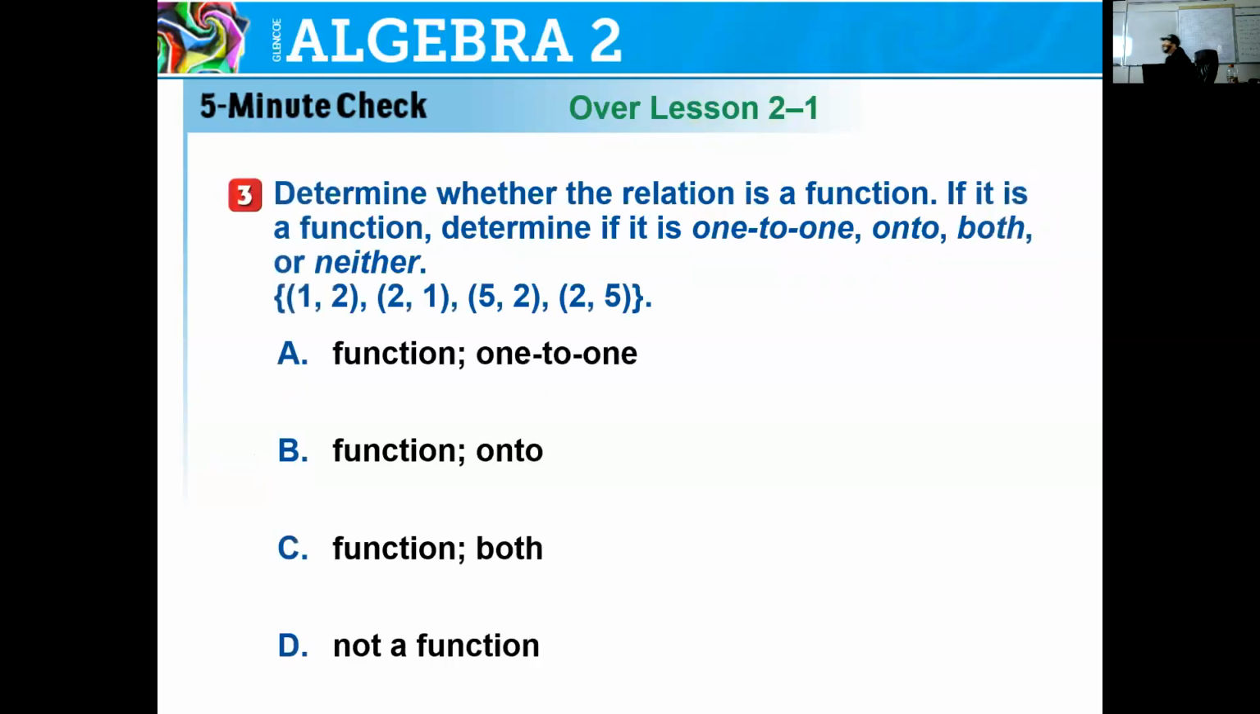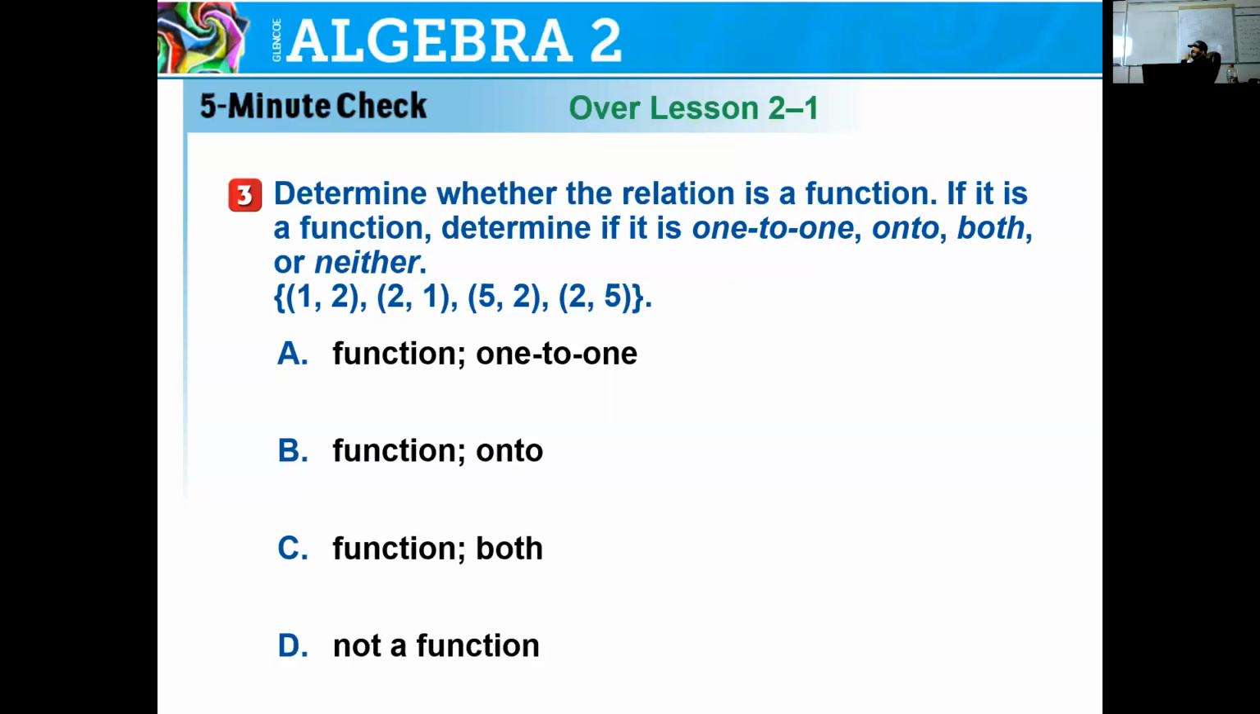Okay, here they give it to us in ordered pairs. Remember, the x values come first, y values come second. Okay. So determine whether the relation is a function. If it is a function, determine if it is one-to-one, onto, both, or neither.